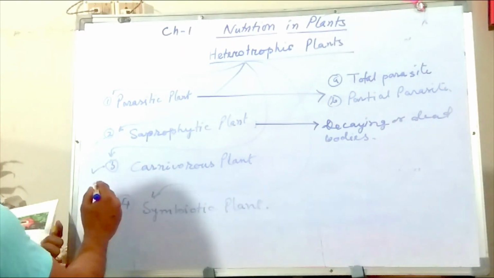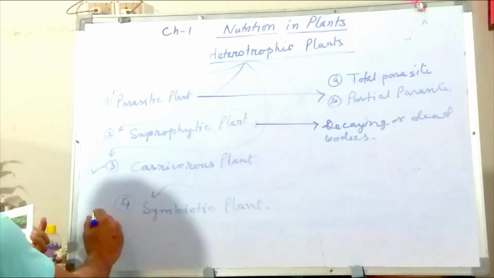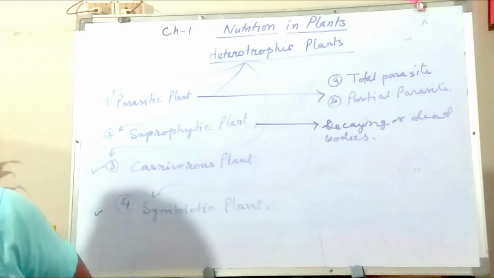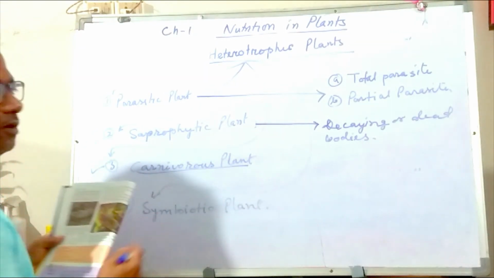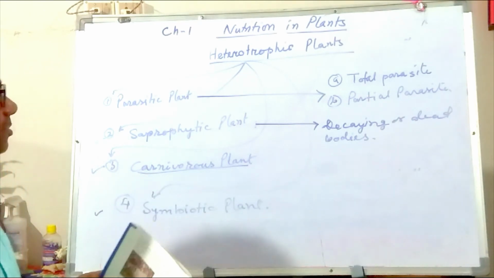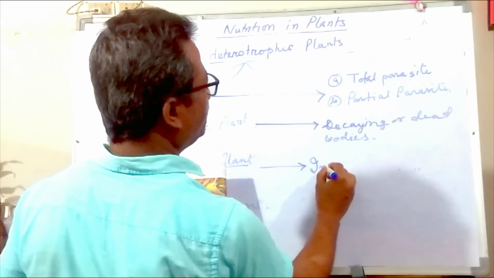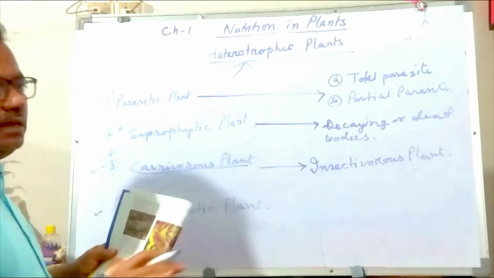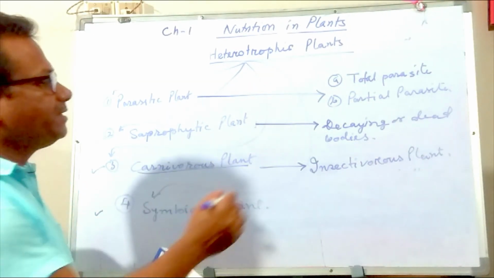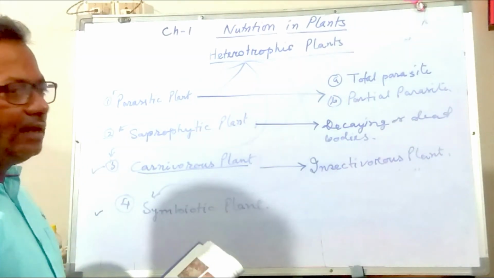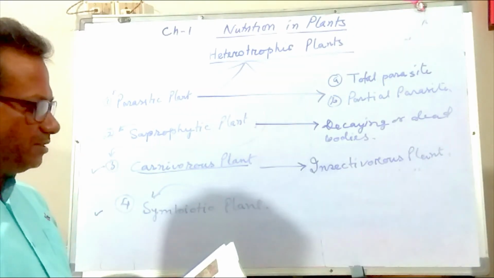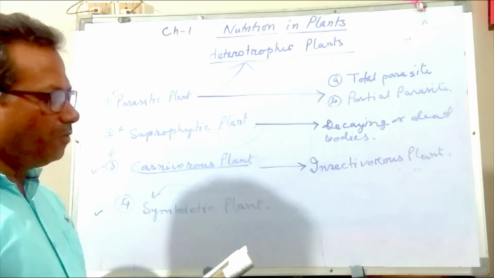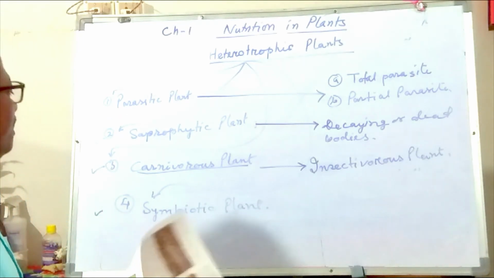Symbiotic plant, number 4. Carnivorous plants, number 3. Is it discussed here or not? Yes, in the last point it is discussed. These are also carnivorous plants. Carnivorous means those who eat flesh, those who live on flesh or meat. So, these are also called insectivorous plants. They live on insects. They kill the insect, and the dead insect they use as their food. Feeding on small insects is known as insectivorous nutrition. Examples: pitcher plant, Venus flytrap, sundew plant, and bladderwort. These are all examples of insectivorous or carnivorous plants.